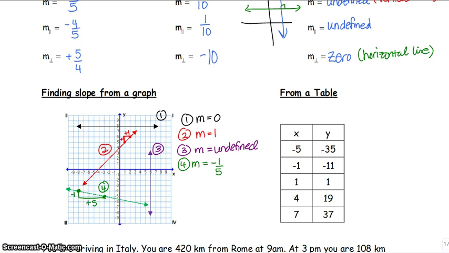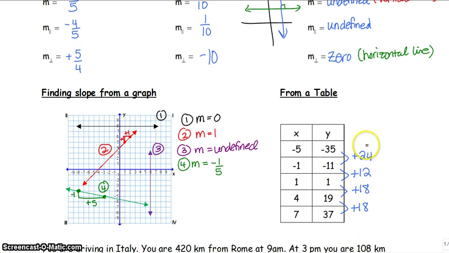Next, trying to find the slope from a given table. If you're trying to find the slope from the table, you want to find your changes in y's and your changes in x's. So if I'm going from -35 to -11, I want to find out how much I am moving. In order to go from here to here, I'm going up 24. If I'm going from -11 to 1, I'm going up 12. I have to go up 11 to get to 0, up 1 more to get to 1. From 1 to 19, I'm going up 18. From 19 to 38, I'm going up 18.